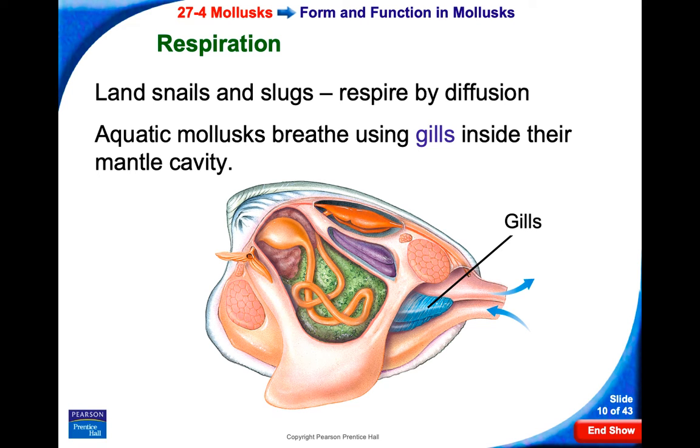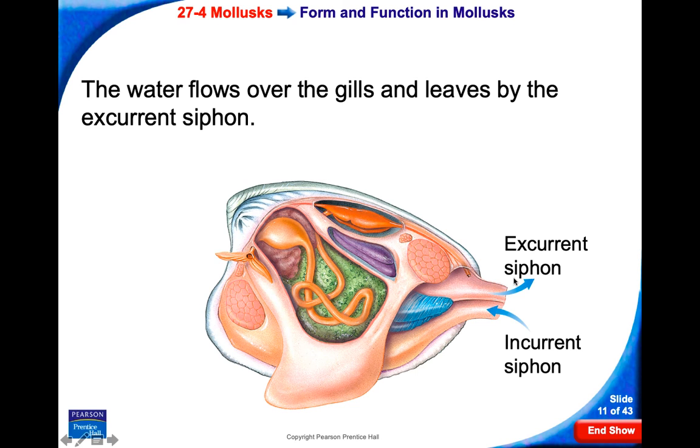Okay, and so the way that it works is water gets pulled into the mollusk through one of the siphons. It's called the incurrent siphon, and the water will go in and flow over the gills. As the water is flowing over the gills, oxygen will get pulled from the water. Carbon dioxide will be excreted into the water, and then that water afterwards will go out the excurrent siphon.